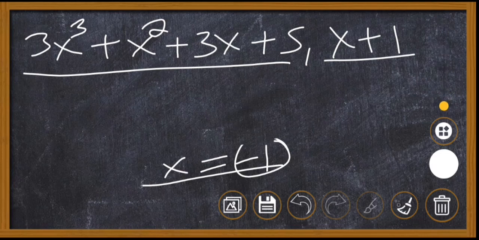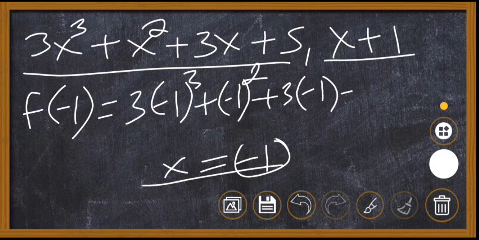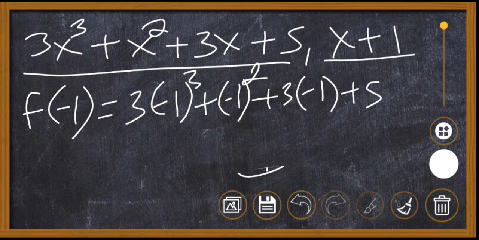So in this case then, our function is going to be f of the value that we are replacing, negative 1. So we are going to have 3, and then negative 1 to the power 3, then plus negative 1 squared, then plus 3 times negative 1 here, then plus 5. So in this case, let's simplify the given expression like we did in the previous example.